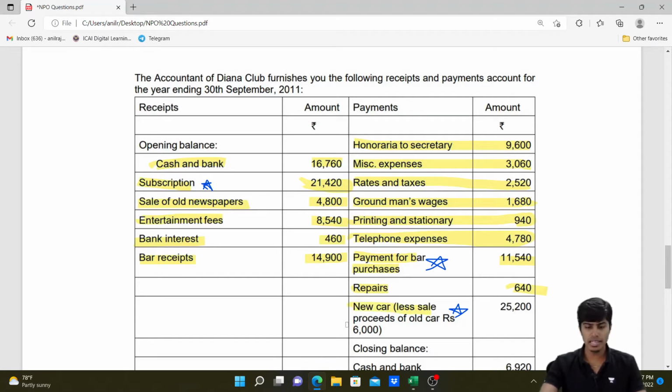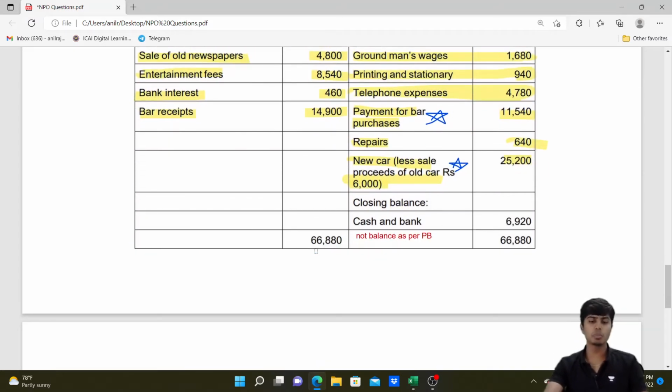New car less proceeds from old car 6,000, 25,200. So we have paid 25,200 rupees for the new car after using 6,000 rupees that we got from the old car. So we'd have to write this as two distinct transactions. Sale of old car 6,000, purchase of new car 25,200 paid plus 6,000 that we didn't receive. Net 31,200.